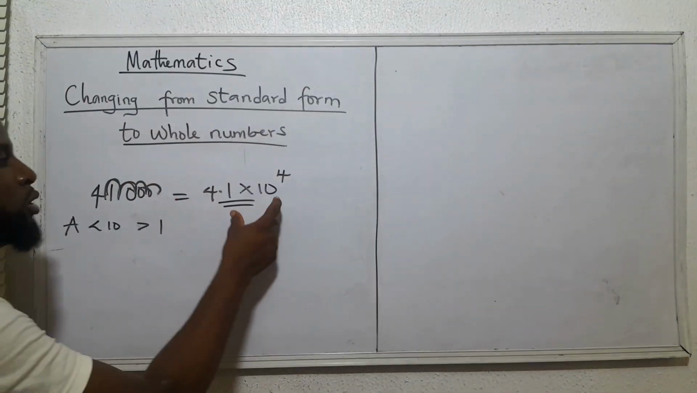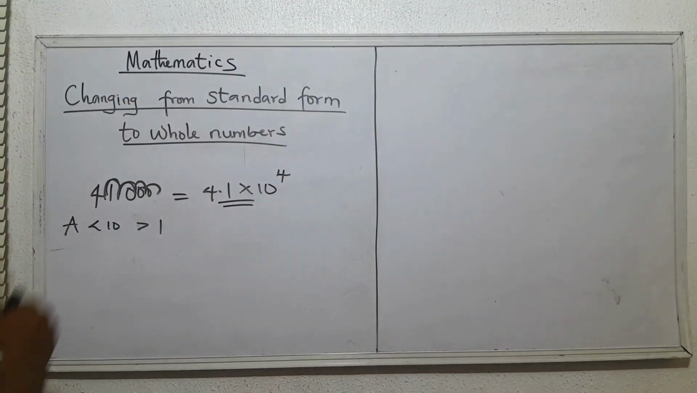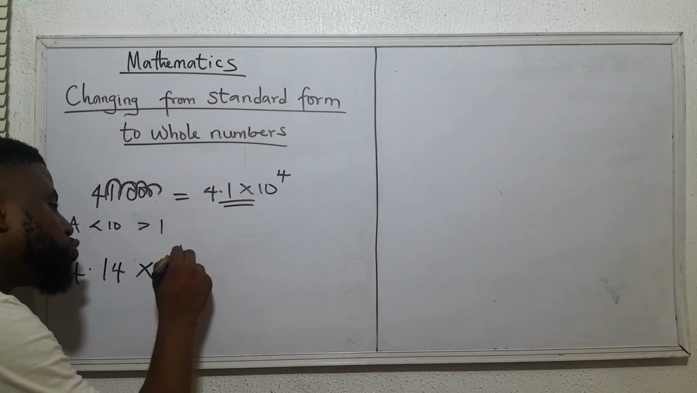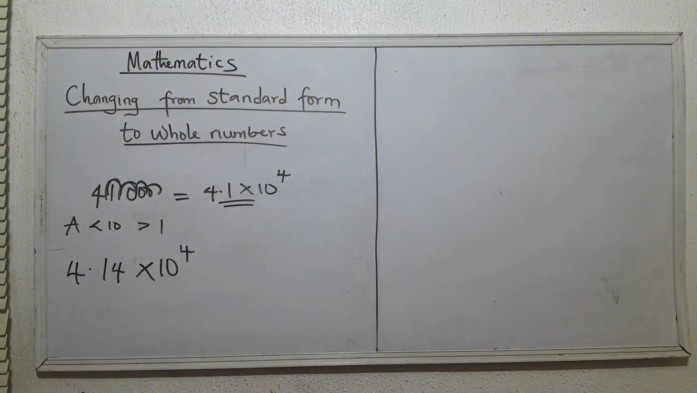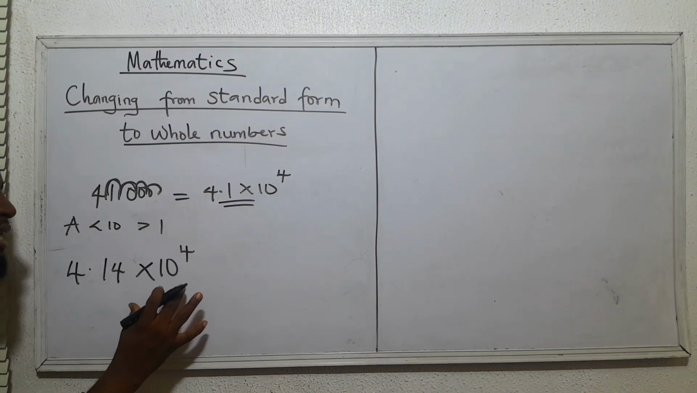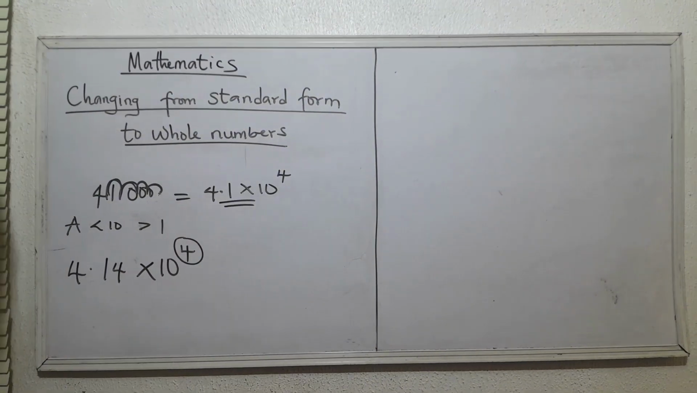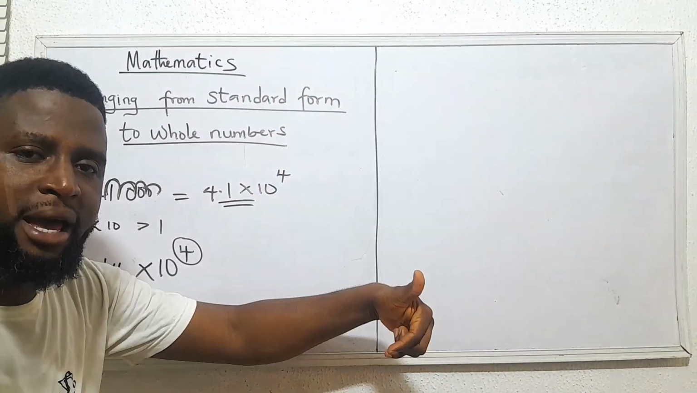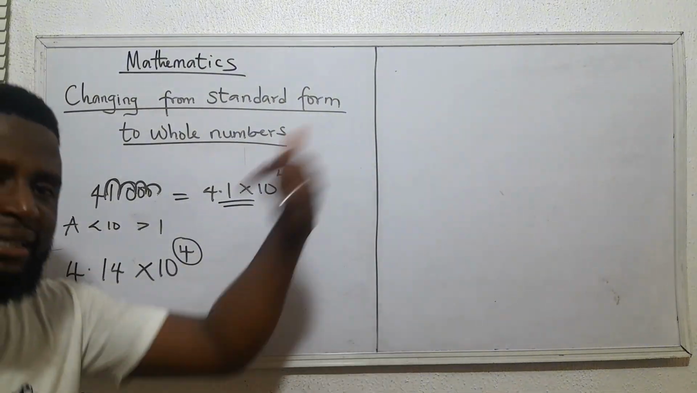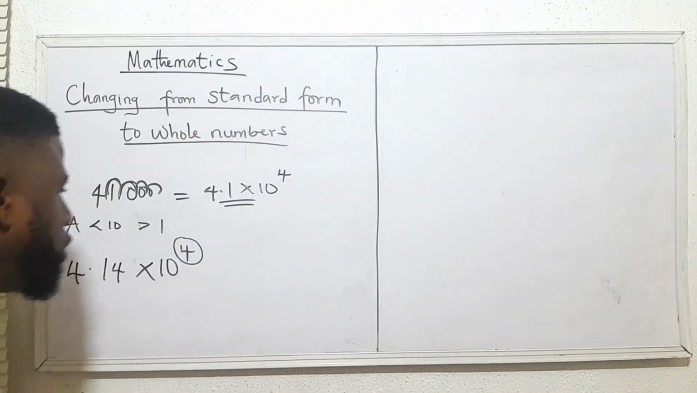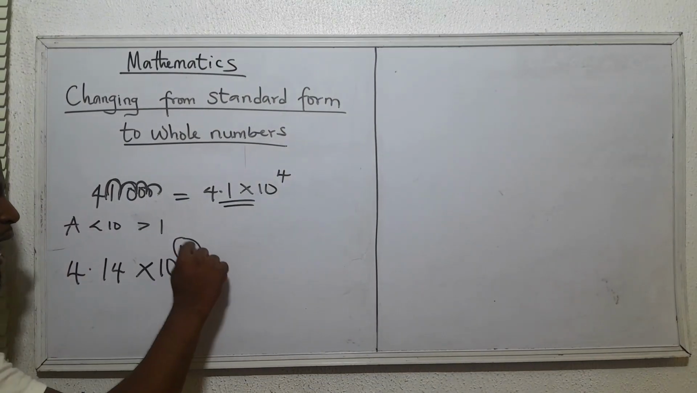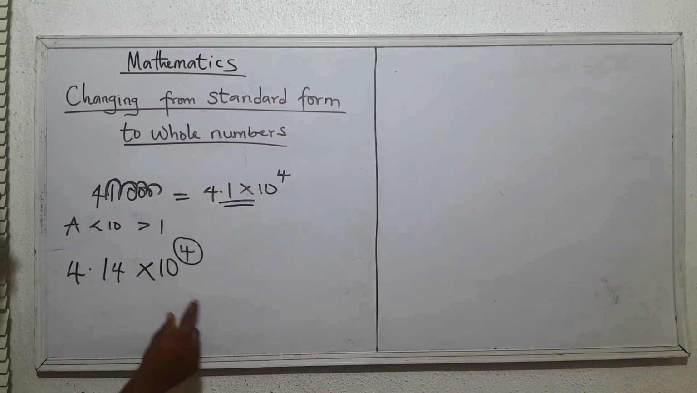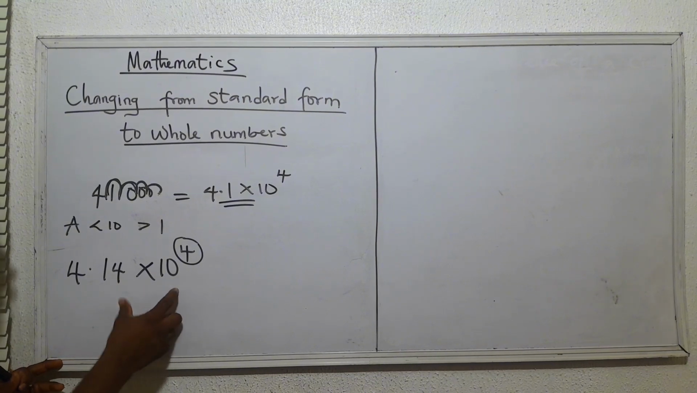Now, how do you know that this is a whole number? Let's assume you have 4.14 times 10 raised to the power 4, for example, right? Now, we know that this is a whole number because n is positive. Remember, if it's a whole number, n will be positive. If it's a decimal number, n will be negative. So if you have a number in standard form and our n is positive, then it simply means that you are to convert this number back to what?